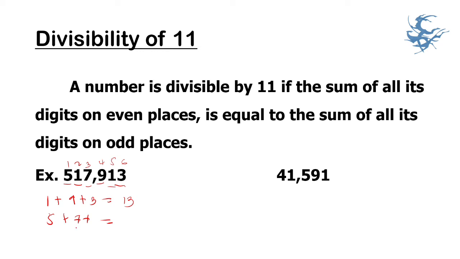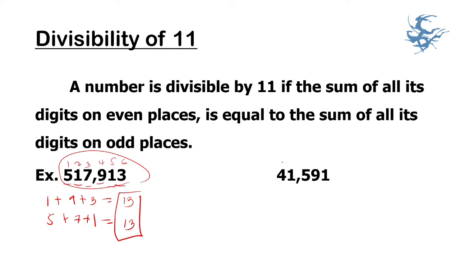5 plus 7, 12 plus 1, 13. So, since they are equal, this whole number is divisible by 11. Okay? Now, let's go with our next example.